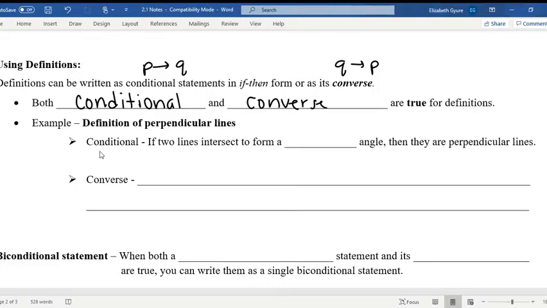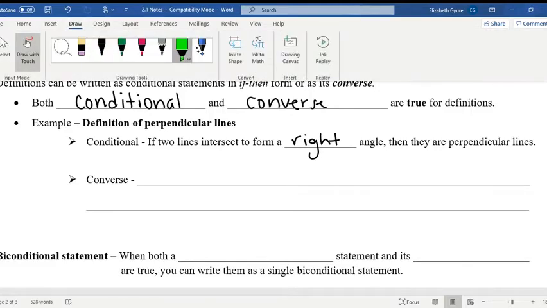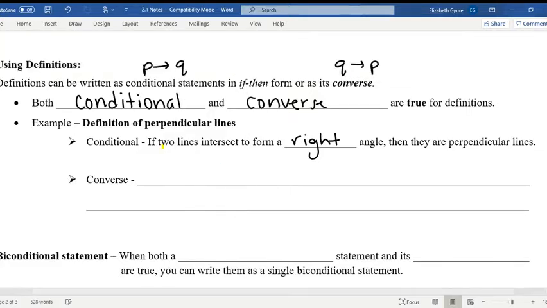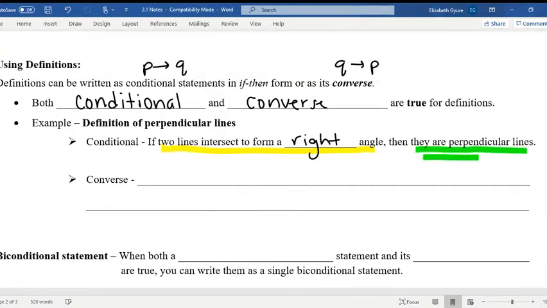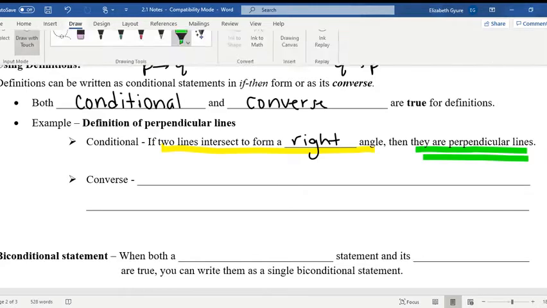So if we write that as a conditional statement, it says if two lines intersect to form a right angle, then they are perpendicular lines, right? Our hypothesis here would be two lines intersect to form a right angle, and our conclusion would be they are perpendicular lines. That is a true statement. If you have two lines, they intersect to form right angles, then those are perpendicular lines. But if you take that statement and you flip it around, it is still true.